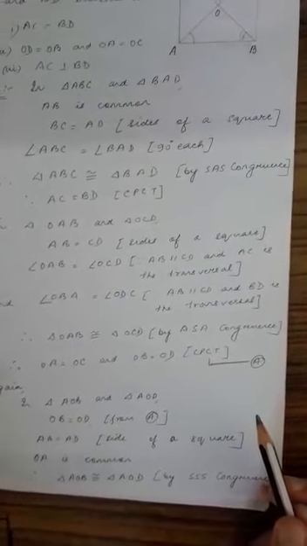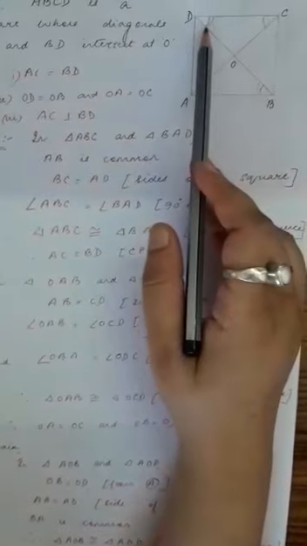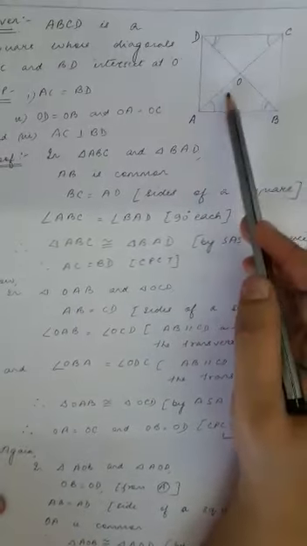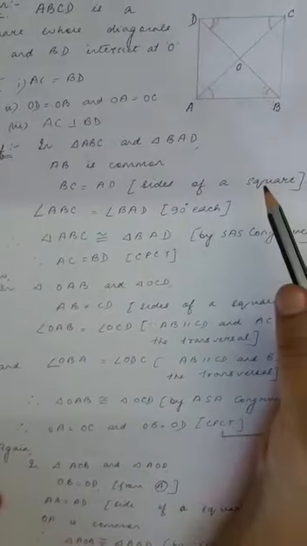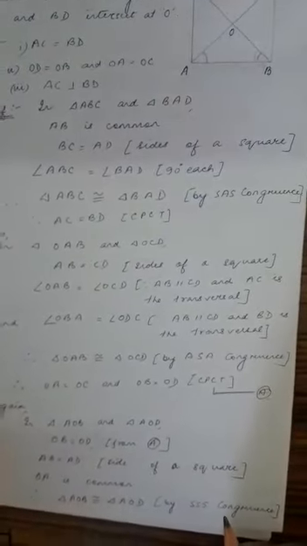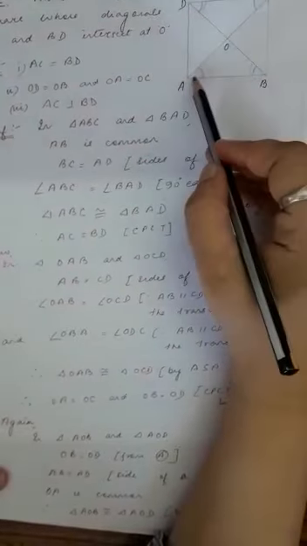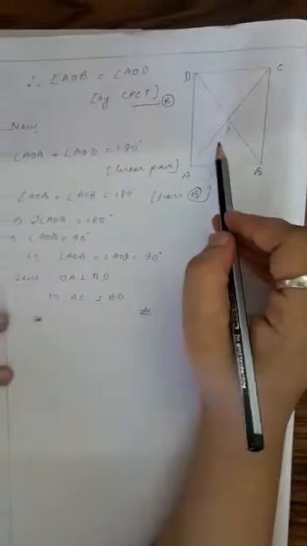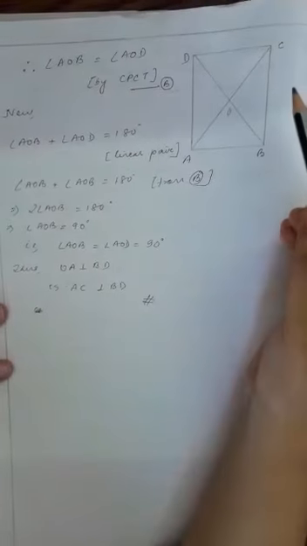Again, if I take two triangles, AOB and AOD, then AB is equal to AD, sides of a square. Then OA is common, and also OB is equal to OD. We got this one from equation A, so we can put it here. Since three criteria are met, we can say that triangle AOB is congruent to triangle AOD by SSS congruency. Now if these two triangles are congruent, then angle AOB is equal to angle AOD by CPCT. I keep this as equation number B.